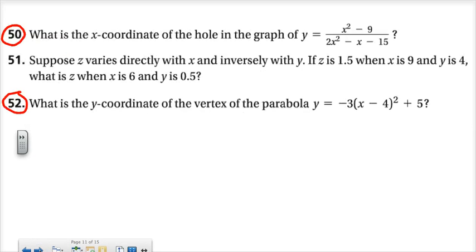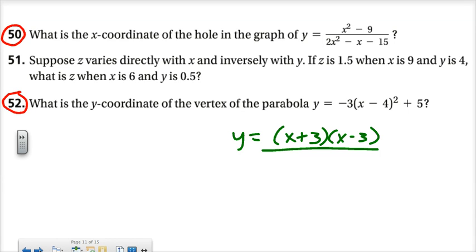There we go. Number 50 says, what is the x-coordinate of the hole in the graph of y equals x squared minus 9 over something. Well, I'm going to go ahead and factor that as the difference of two squares right away. And then in my denominator, I have 2x squared minus x minus 15.